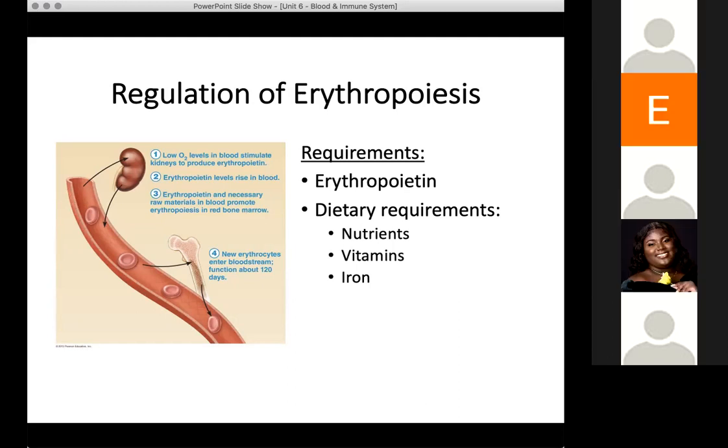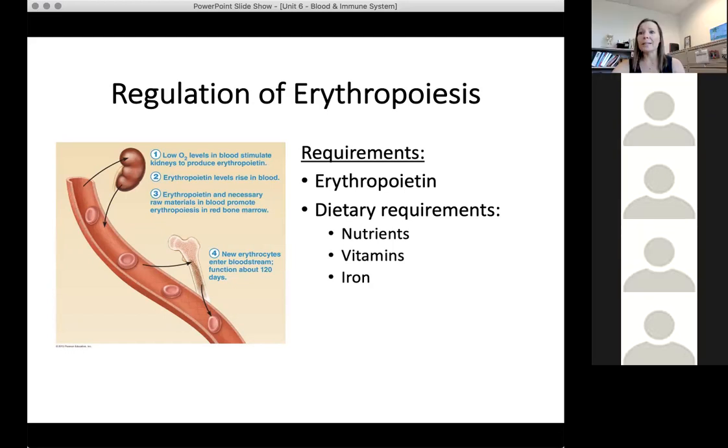Also, vitamin B12 and folic acid, they are needed for making new DNA. And iron. Iron is definitely needed because that is a main component of hemoglobin. And hemoglobin is one of the main things that is found in red blood cells. You have tons of hemoglobin molecules within red blood cells. So that is very important too.